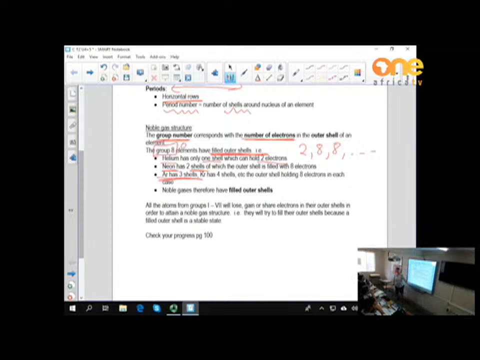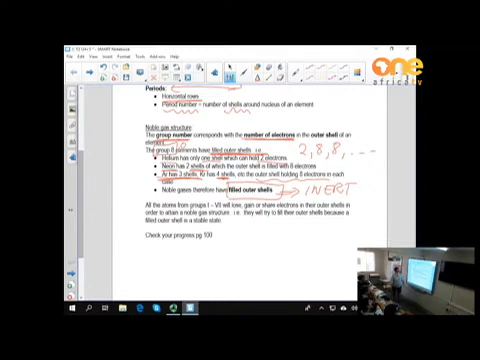The first shell will have 2 electrons, the second 8, the third 8. Krypton has 4 shells. The first shell will have 2, the second 8, the third 8, the fourth 8. All right. The outer shell holding 8 electrons. Noble gases, therefore, have filled outer shells. Therefore, they are inert. What does that mean? They don't want to react.